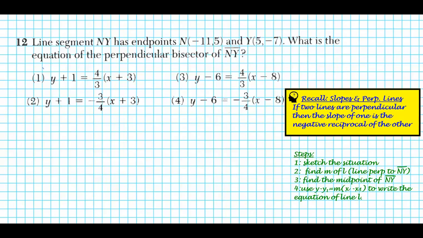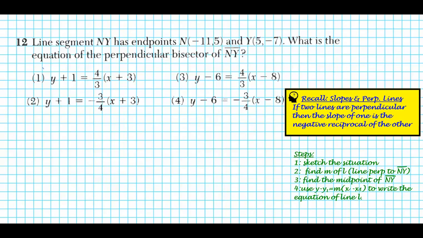Now, there are a lot of steps involved in solving this problem, so I enumerated the steps here so you can keep track of the whole process. Step number 1, we're going to sketch the situation, give ourselves a visual so we have a concrete roadmap from the problem to the answer. Number 2, we're going to find the slope of the line that we're asked to write the equation of. After that, we're going to find the midpoint of the segment because that point is on the line that we're looking for the equation of.